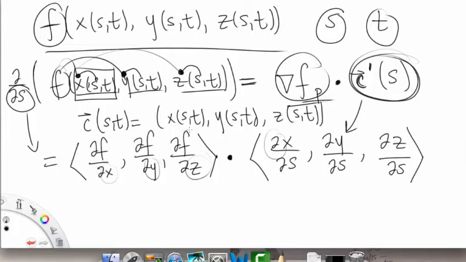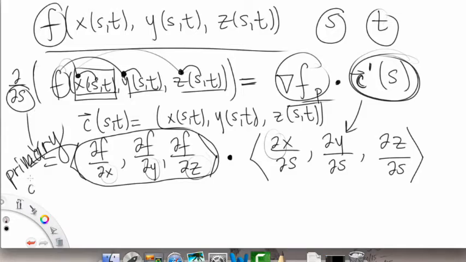Just a side note, these ones here, when you're dealing with the outside function, the outer function like our f, are called the primary derivatives. That's just a terminology thing I thought I would throw in. So these are called the primary derivatives.